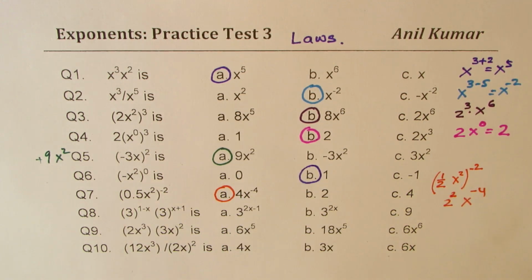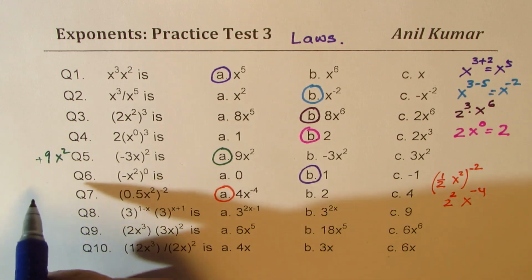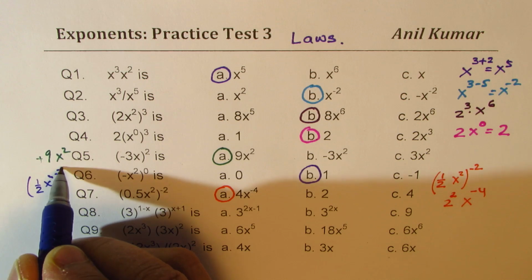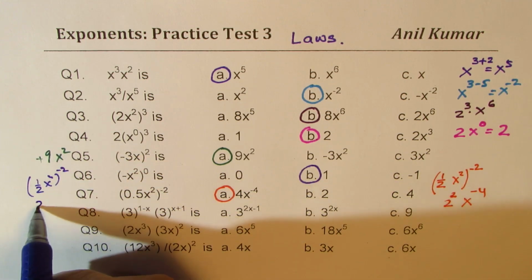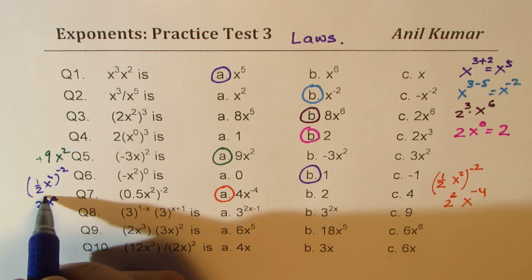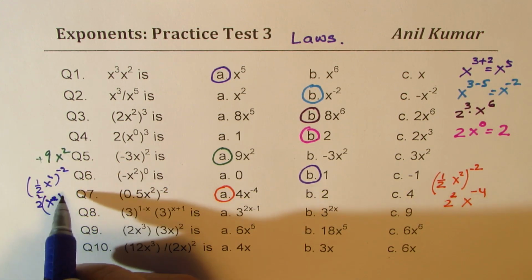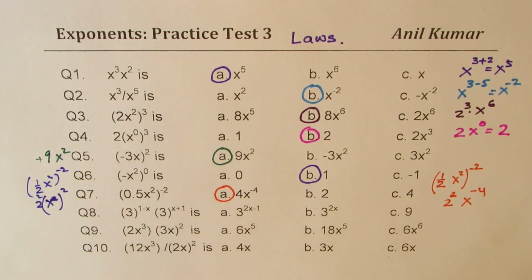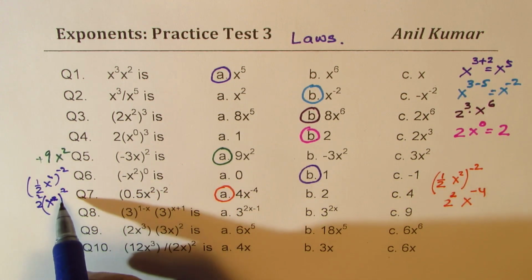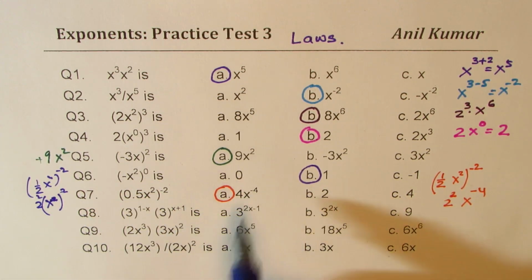So this could be tricky for some of you, but I hope you get it now. So have a second look at it. Write this as half of x squared to the power of minus 2. And then you could write this as 2 x squared to the power of 2, to the power of 2. So you could do like this also. Minus means you'll flip this, right? And multiplying plus and minus gives you negative. Okay.